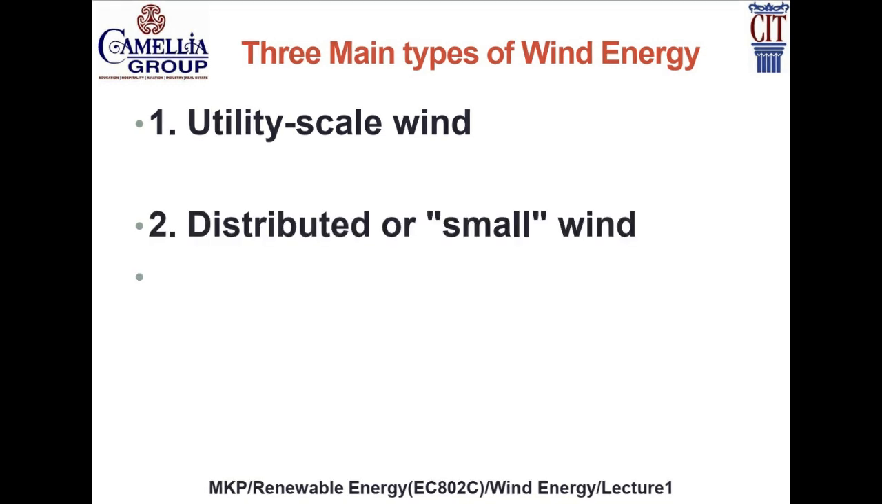Next, let us talk about distributed or small wind, where single small wind turbines which produce below 100 kilowatts are used to directly power a home, a farm, or a small business and are not connected to the grid. These may be classified in this class.